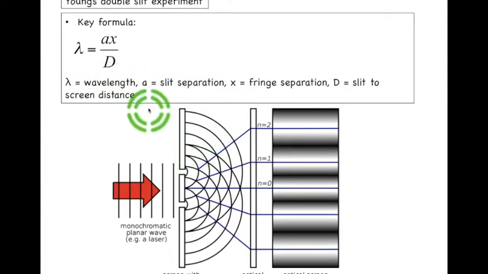And A is the slit separation, the distance from the center of this slit to the center of this slit, and capital D is the distance from the slits to the screen.